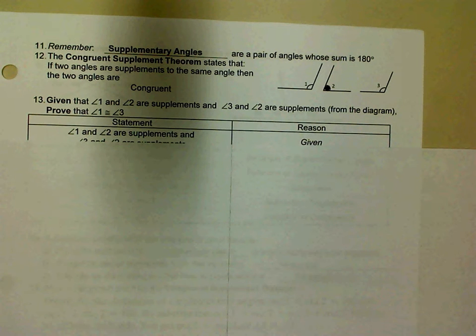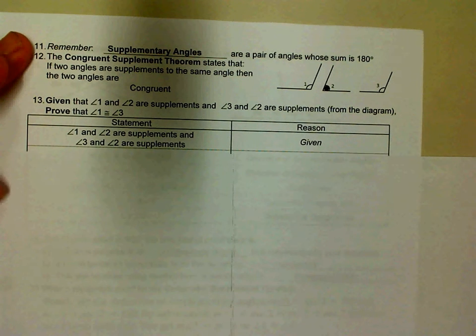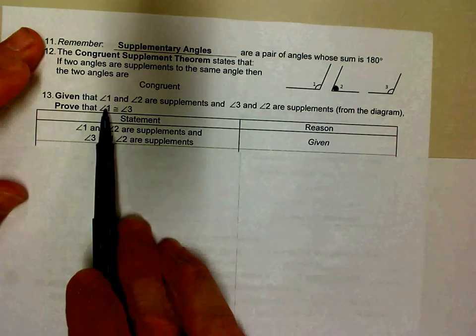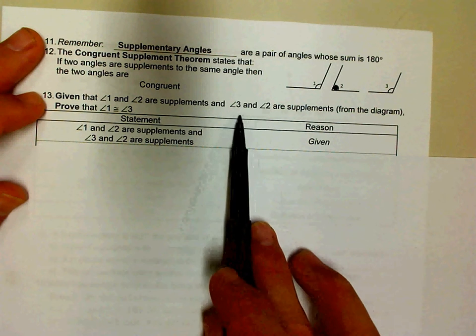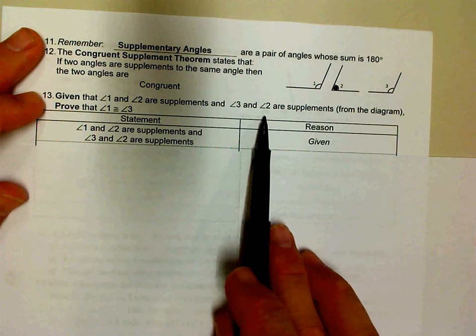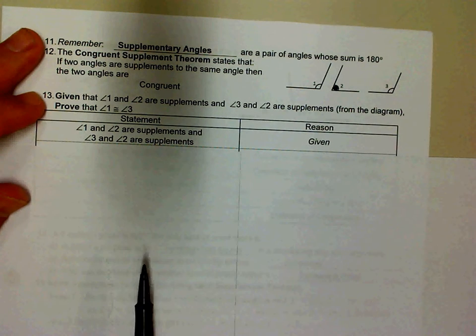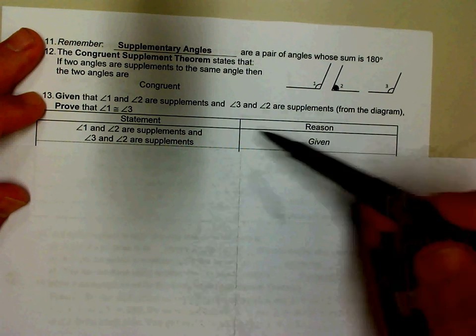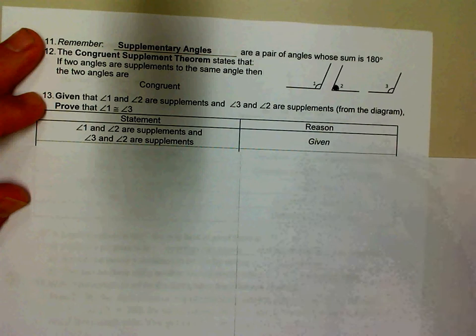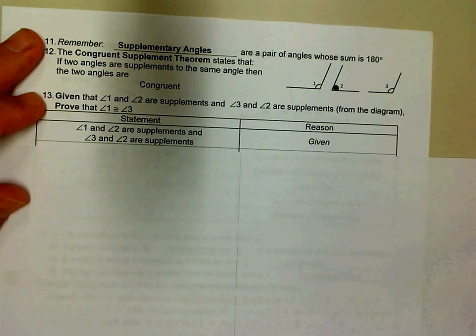The statement is what is given to us, and we're given two things. We're given that angle 1 and angle 2 are supplements, and we're given that angle 3 and angle 2 are supplements. This is written here as one line. You could write it as 2 lines. There's probably good reason to show this as given number 1 and given number 2. Or, as I've done here, they're just grouped together as the given. But typically you want to show one line for each reason.